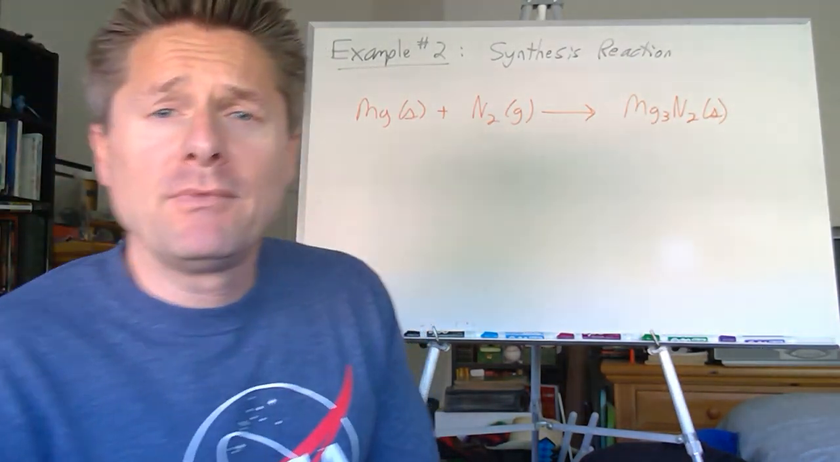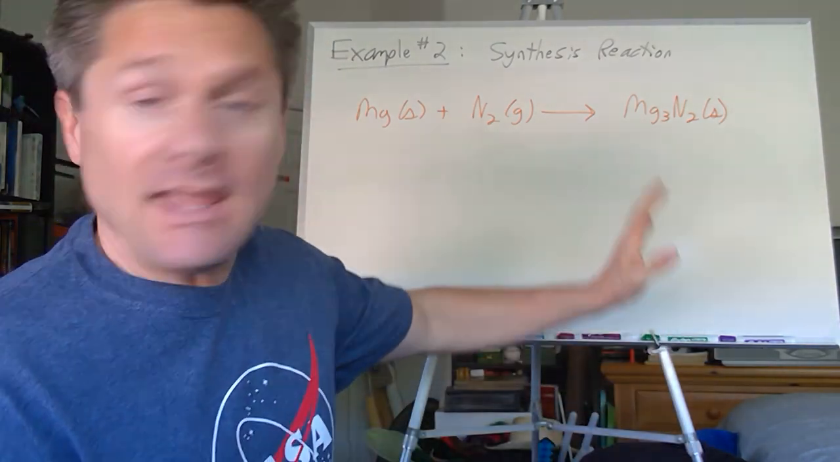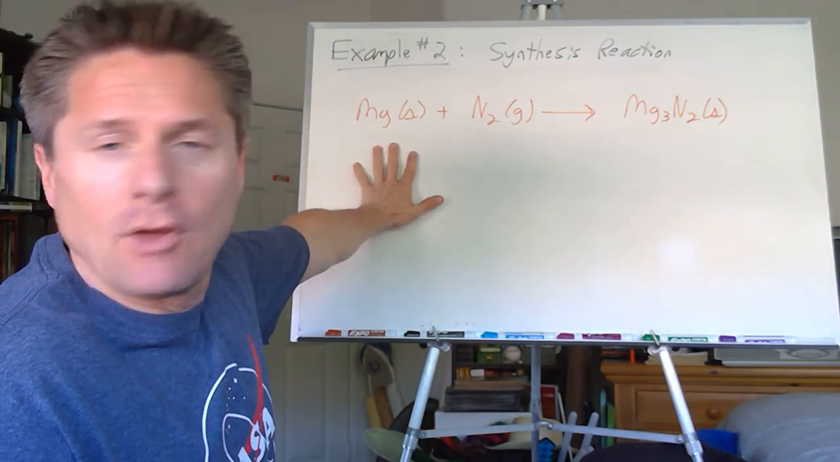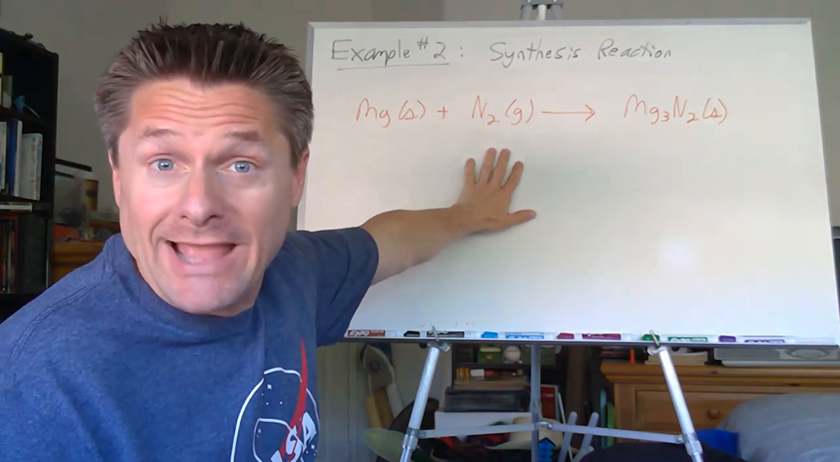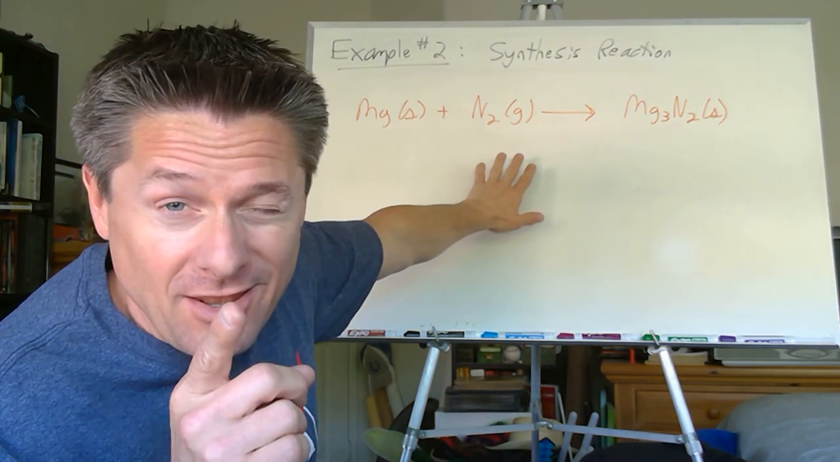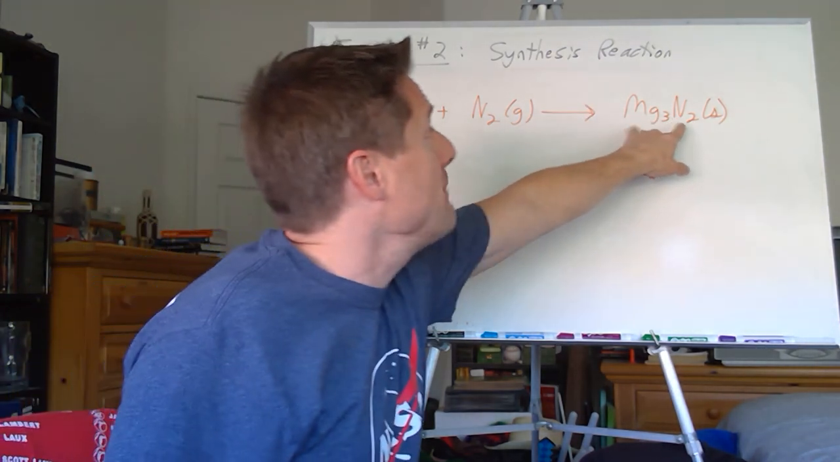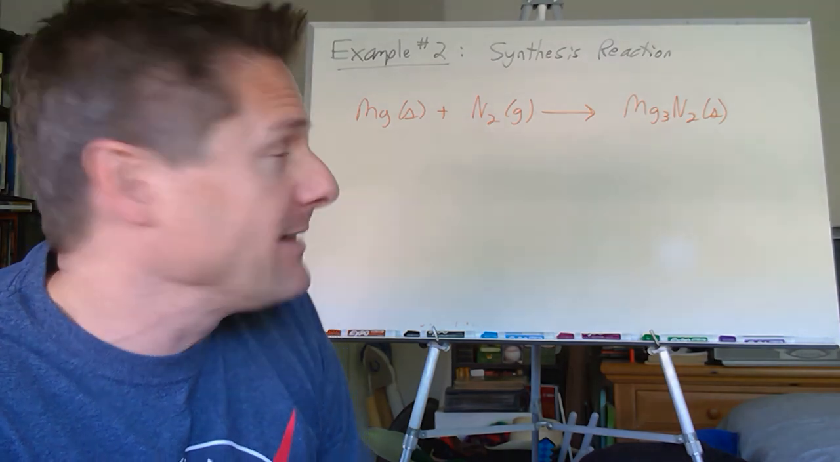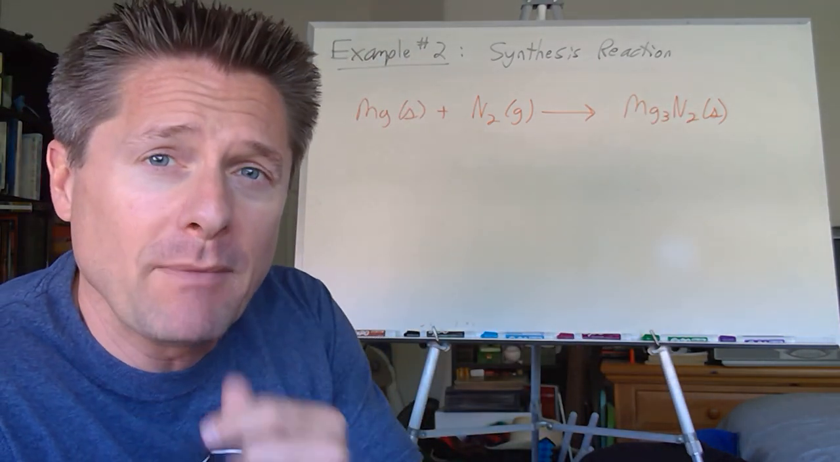Here's the type of problem you'll see on an upcoming quiz or exam. I can make this a little bit harder, but let's say we take some solid magnesium and react it with some diatomic nitrogen gas. Know your diatomic elements, my friends. Very important. And we get some magnesium nitride. I don't necessarily have to give you the formula for magnesium nitride.